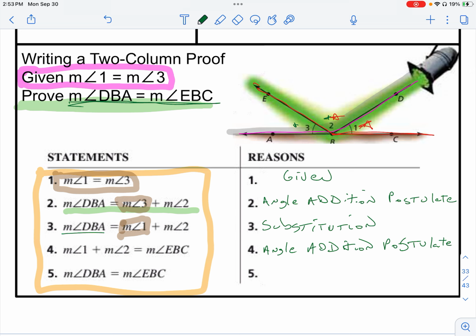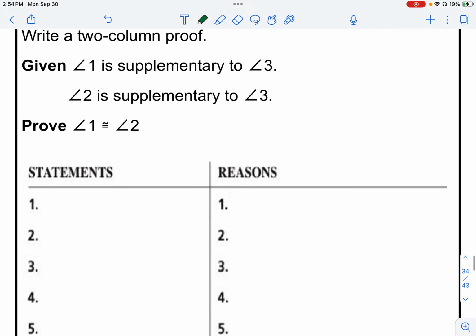Here we have DBA equals the measure of 1 plus the measure of angle 2. Here we have the measure of angle 1 plus the measure of angle 2 equals EBC. So look at that. Our transitive property saves the day again. We started with two angles whose measures are the same, and we end up showing that two different angles have equal measures. And that's the type of thing we use a proof for. Let's look at another example.